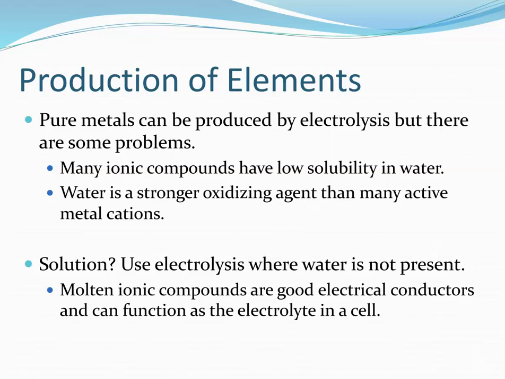In your last lesson, there was a brief explanation of how electrolytic cells could be used in the creation of elements. This procedure can be difficult to use, though, because many ionic compounds have low solubility in water, and because water is a stronger oxidizing agent than many active metal cations. A solution that is used to address this problem is melting the ionic compounds so that they can be used as the electrolyte in a cell.